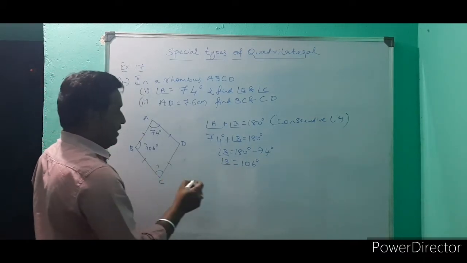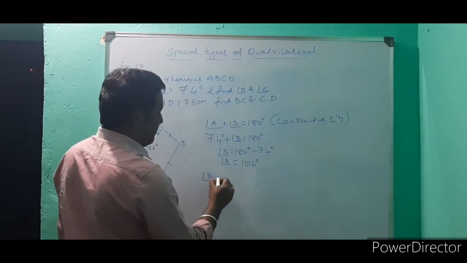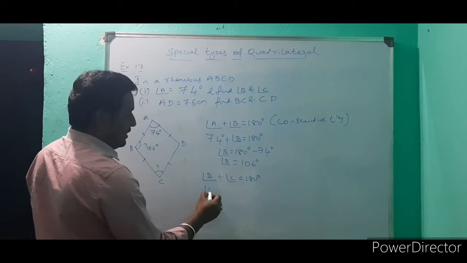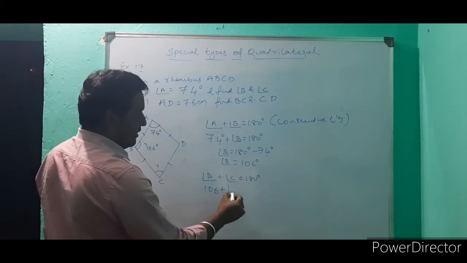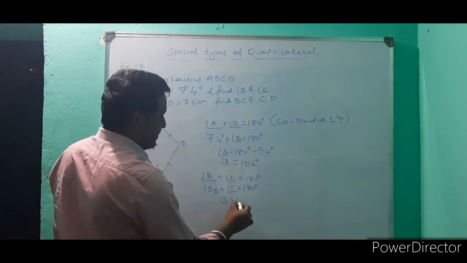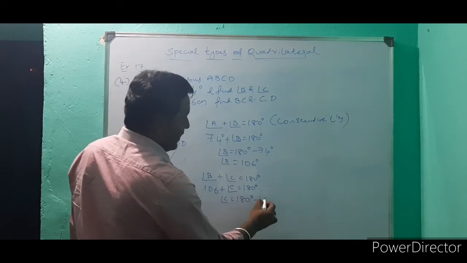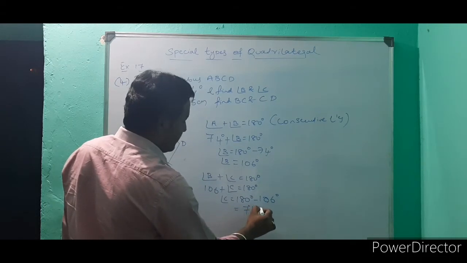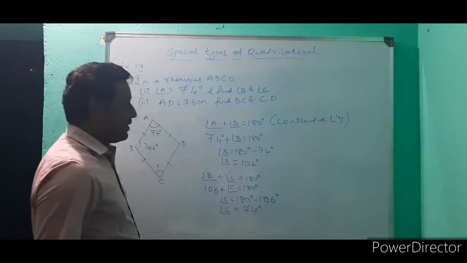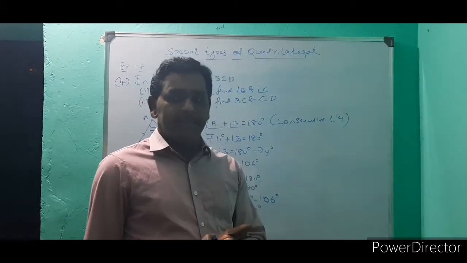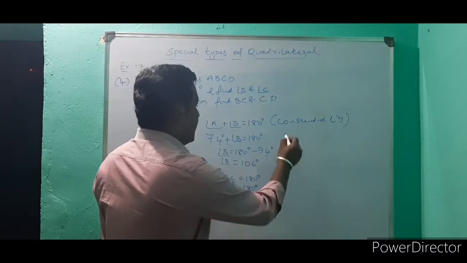Similarly, angle B plus angle C is equal to 180 degree. Angle B is equal to 106 degree. We have to find angle C. Angle C is equal to 180 degree minus 106 degree, that is equal to 74 degree. These two angles are consecutive angles. If you add the two angles, you will get the sum 180 degree.